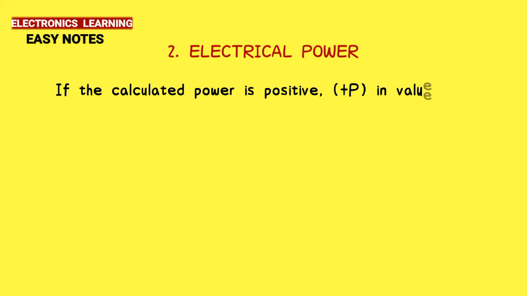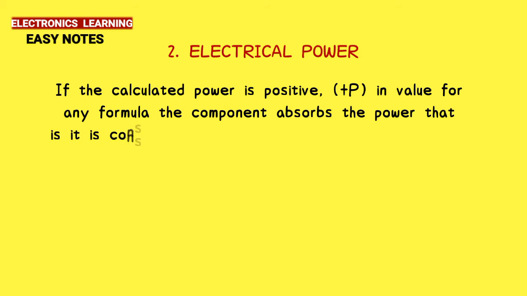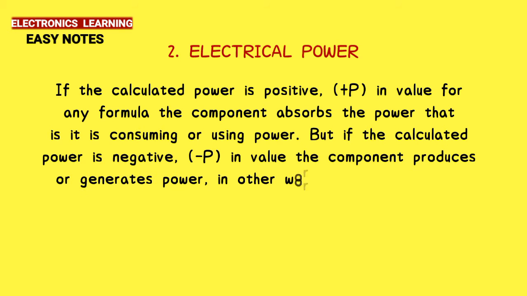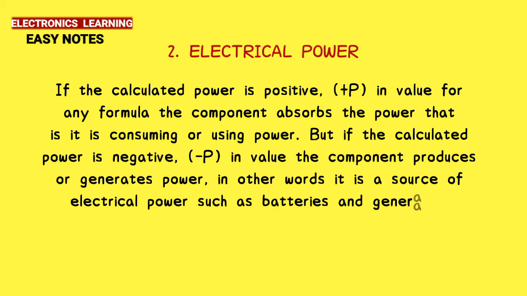If the calculated power is positive, plus P in value for any formula, the component absorbs the power, that is, it is consuming or using power. But if the calculated power is negative, minus P in value, the component produces or generates power. In other words, it is a source of electrical power such as batteries and generators.